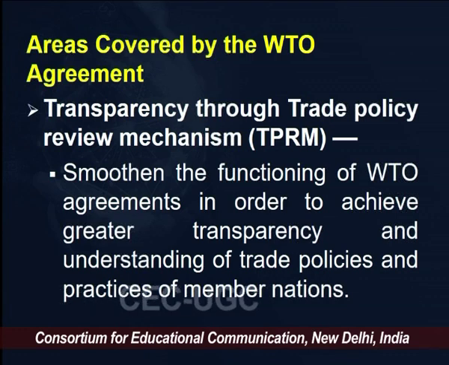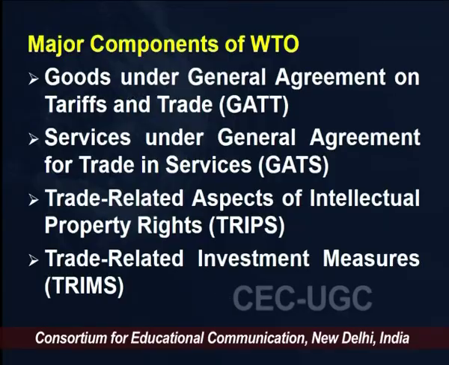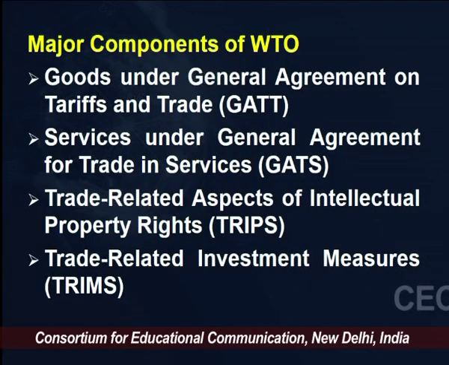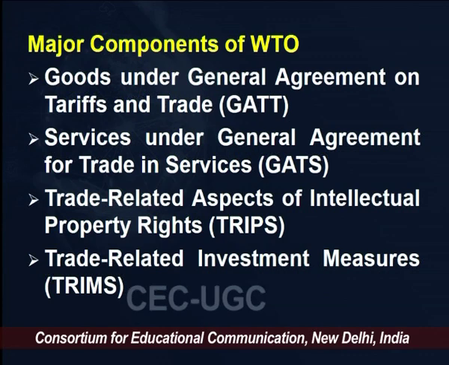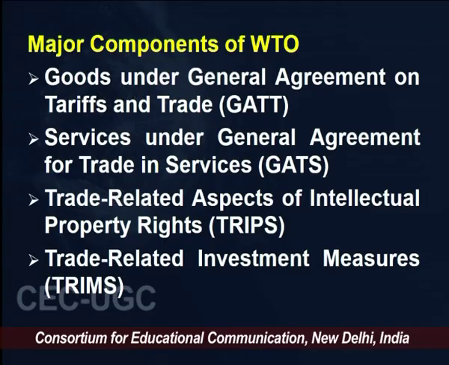Now, coming to the major components of WTO, we will discuss each of the components related to goods, services, intellectual property rights, and investments one by one. So, first to enumerate, these are the 4 areas that we will discuss: goods under the General Agreement on Tariffs and Trade, GATT; services under the General Agreement on Trade in Services, GATS; Trade Related Aspects of Intellectual Property Rights, TRIPS; and Trade Related Investment Measures, TRIMS.